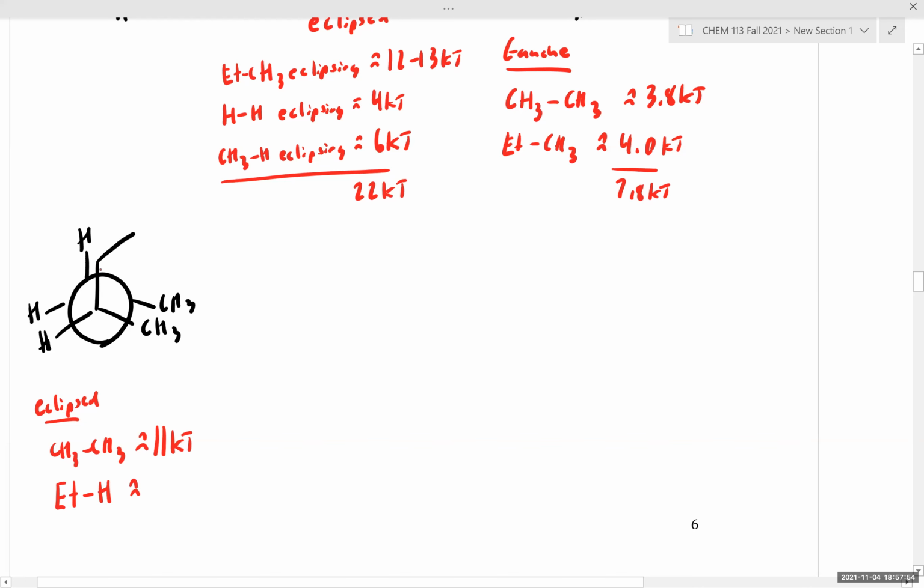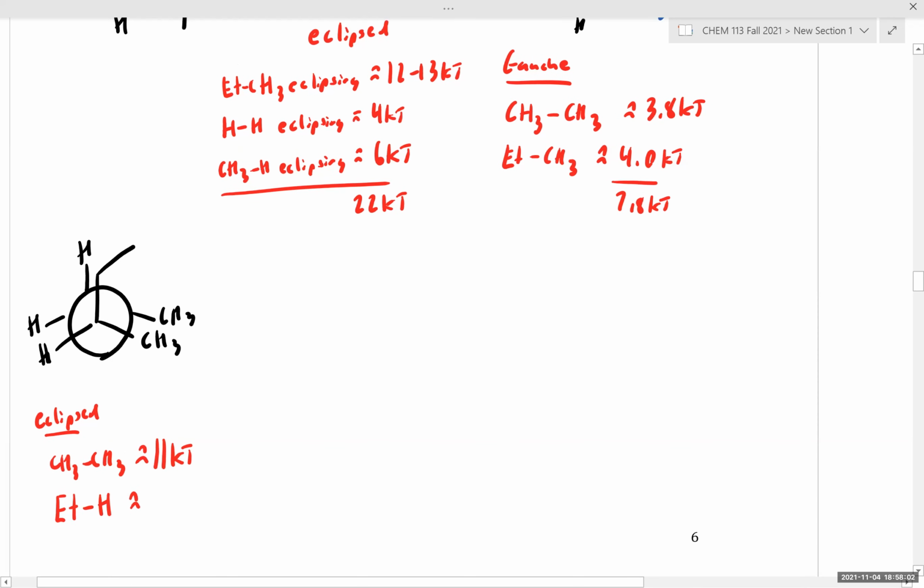What would this ethyl hydrogen eclipsing interaction be? Approximately? About 12 to 13? Between 6 to 7. Yeah, it's about the same as a methyl group. Whenever you see an ethyl group, think of it as functionally almost identical to a methyl group. It's a little bulkier, but the numbers are about the same. Does that make sense? Yes.